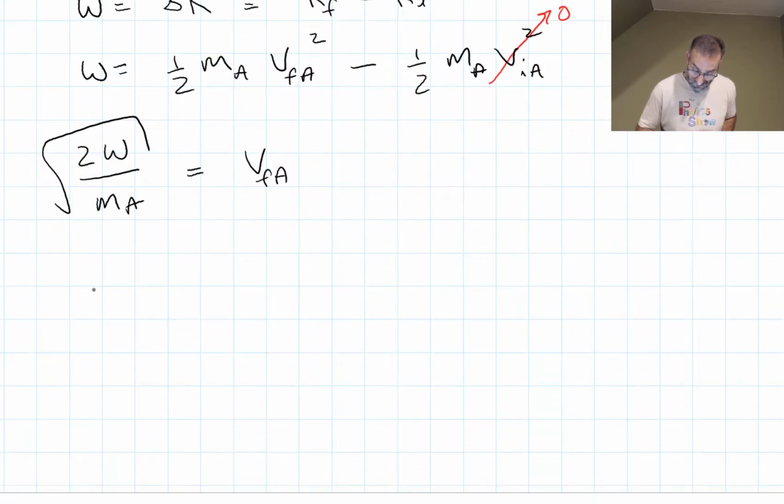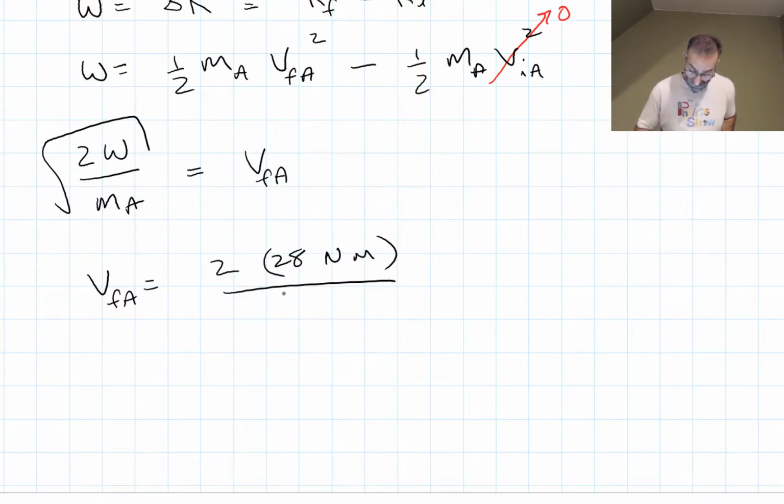So I know those things. I can plug them in. I have 2 times 28 Newton meters all over 14 kilograms. And that's going to give me, 14 goes into 28 twice. That's going to give me 4.